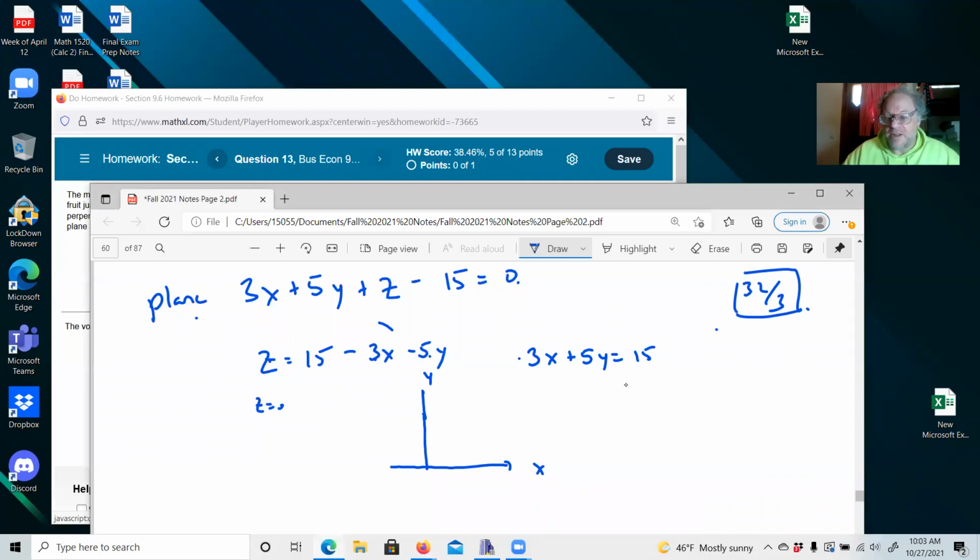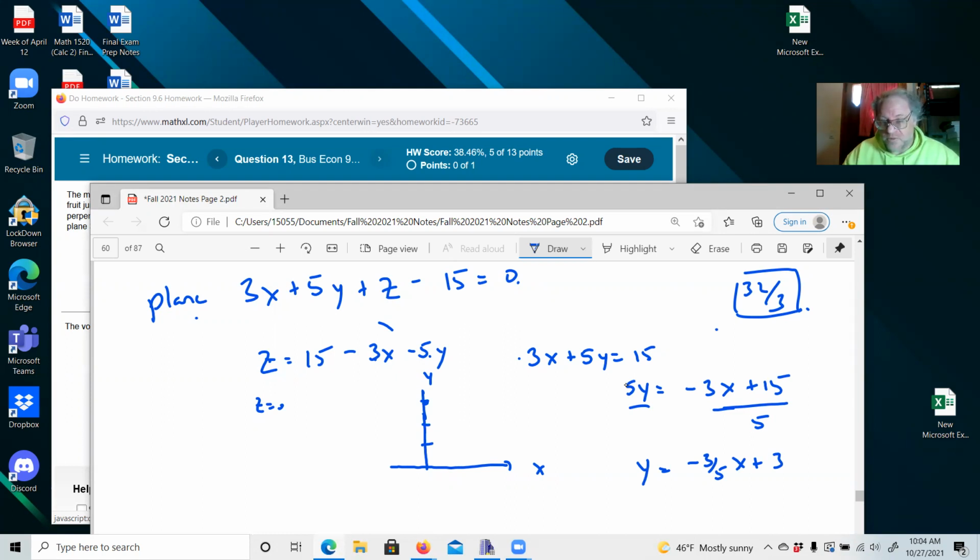And we're going to solve for y because we're going to make a y equals mx plus b kind of a thing. So we've got 5y is equal to negative 3x plus 15. And then divide everybody by 5. So we have y equals negative 3/5 x plus 3. Okay, 15 divided by 5. So 1, 2, 3.